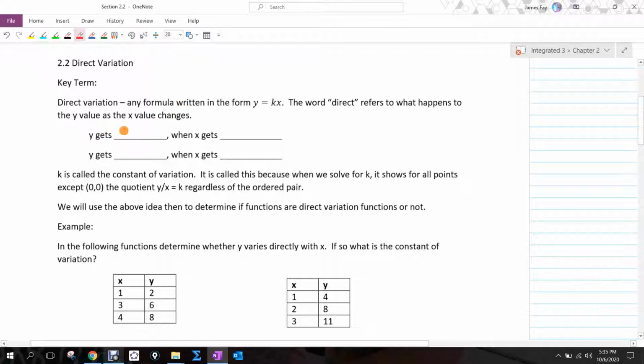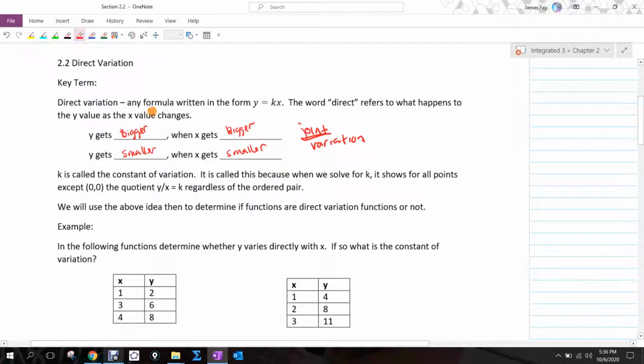So it says y gets bigger when x gets bigger, and y gets smaller when x gets smaller. Because one is doing the same as the other, that's called direct variation. Sometimes it's referred to as joint variation, because they are doing the same thing, they're together.